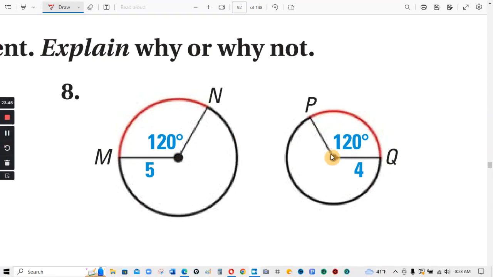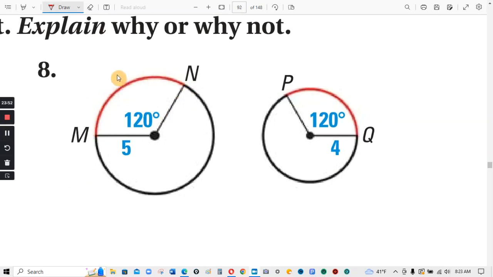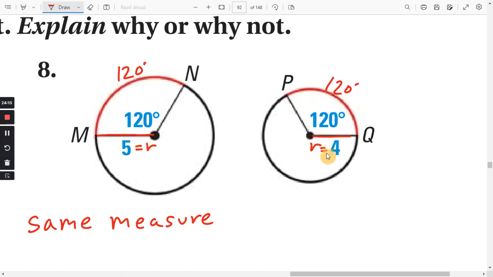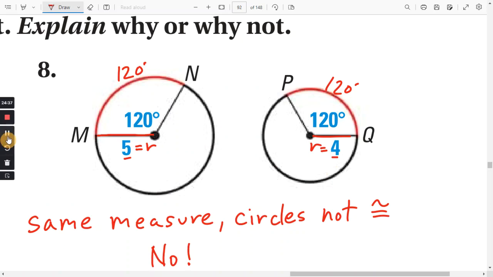All right, please try number 8. Let's see. This arc here in red is 120 degrees, and this arc here in red is 120 degrees. So we do have the same measure. But this circle, the radius equals 5, and this circle, the radius equals 4. So same measure, however, the circles are not congruent. Congruent circles need to have the same radius. This one is 5 and this one is 4. So the answer here is no. The arcs are not congruent.